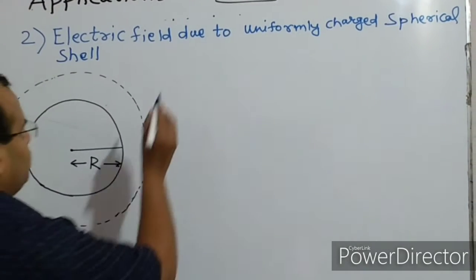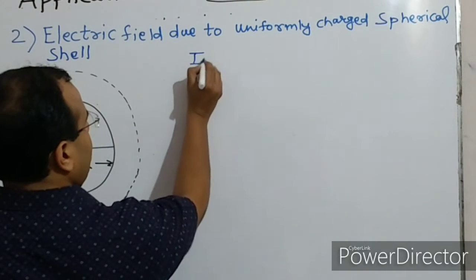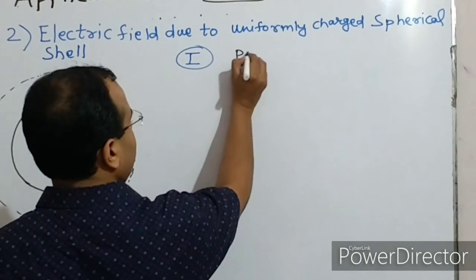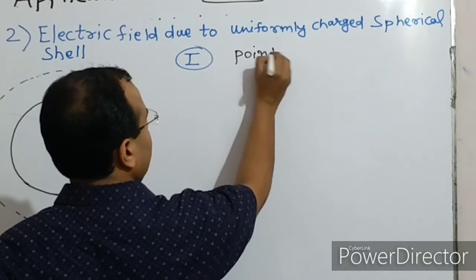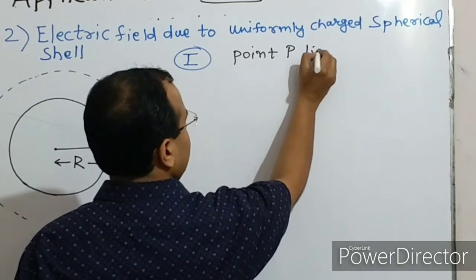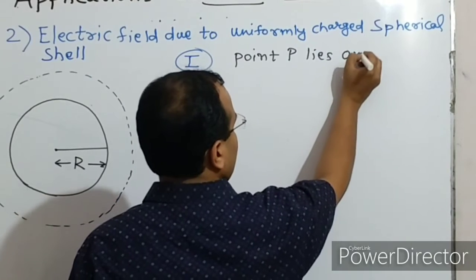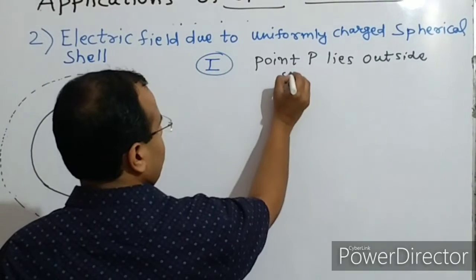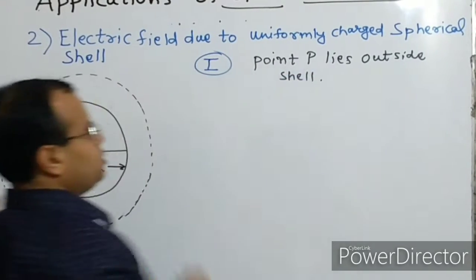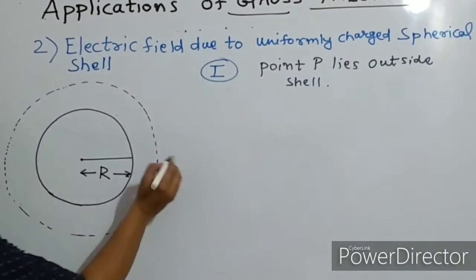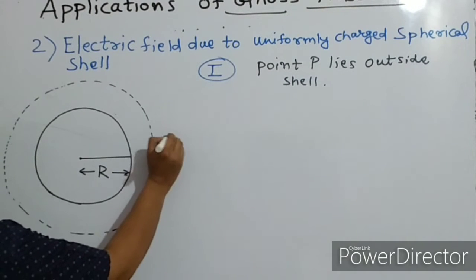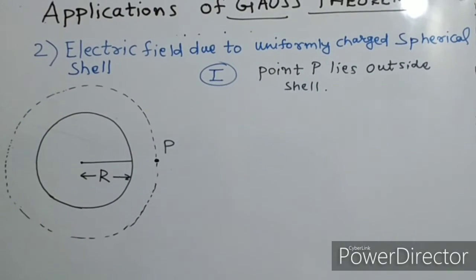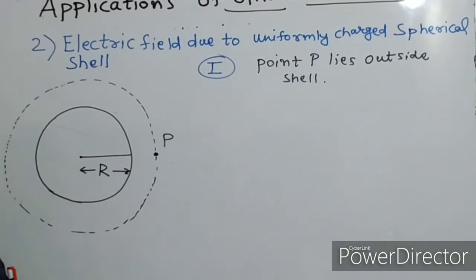The first case which we are going to discuss is that in which the point P lies outside the shell. Let us consider that this is the point P which is lying outside the shell, and at this point we have to apply the Gauss theorem.